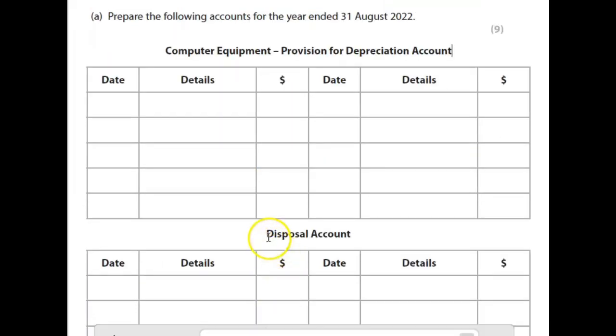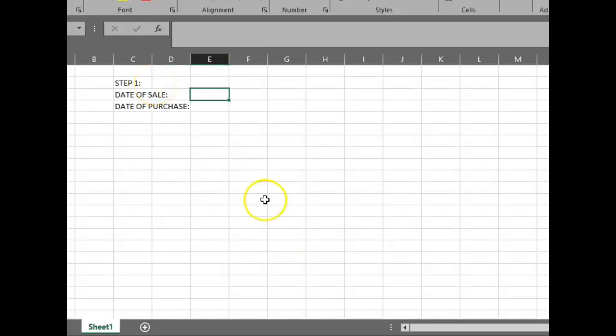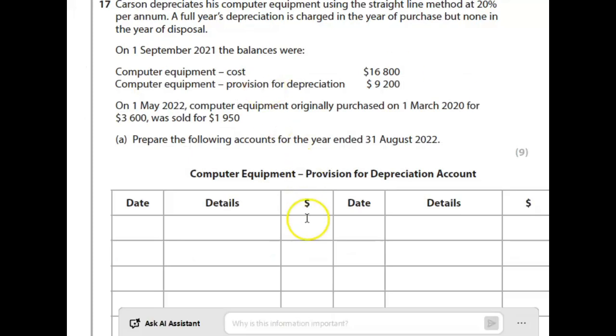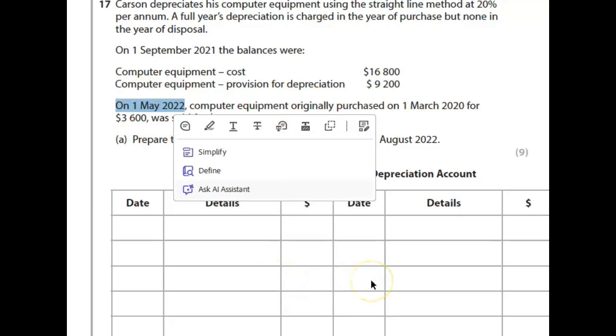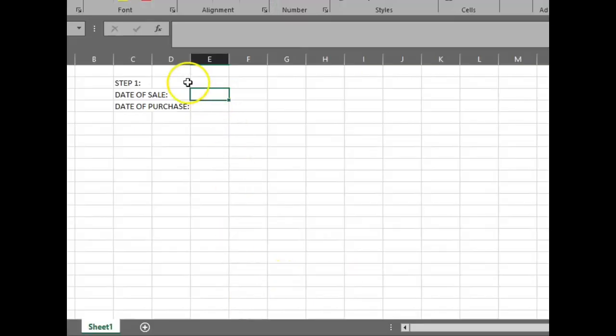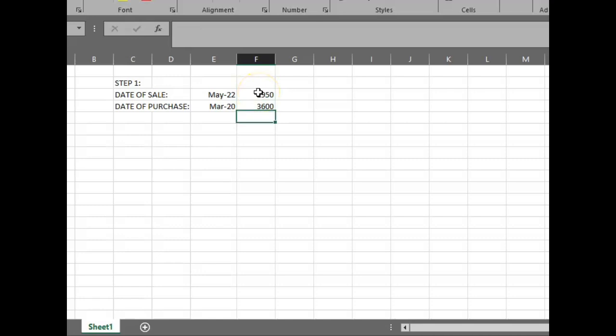The first step, we write down the date of sale and the date of purchase. The date of sale of this question is 1st May 2022, and the date of purchase is 1st March 2020. You will get these dates directly from the question. It is also convenient to write down the values of sale and the cost of the computer that was sold.